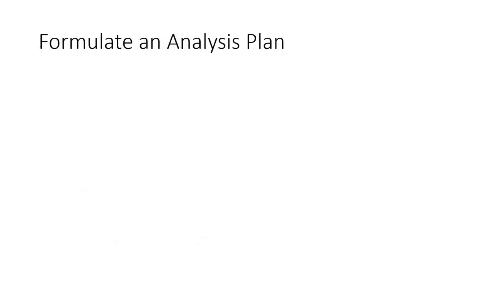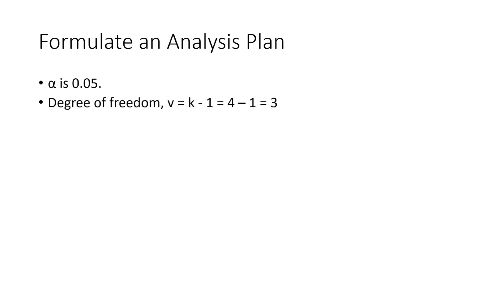Next, we have to formulate an analysis plan. First, the alpha value is 0.05. Then, we find the degree of freedom, where v equals 3. Hence, the value of x squared 0.05, 3 can be found in the chi-square distribution table, and we get the value of 7.815.